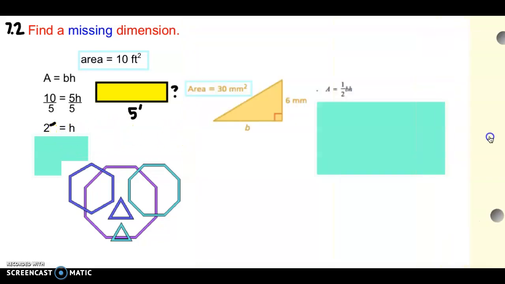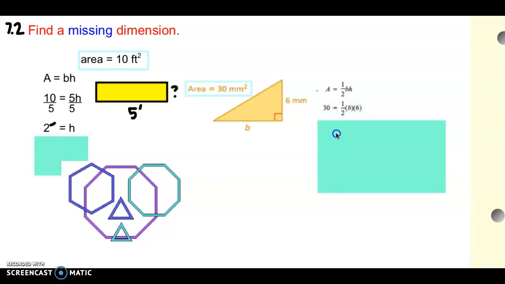Here is a triangle with a missing dimension. They tell us the area is 30 millimeters squared, and we know the height is 6 millimeters. What's the base? Start with your formula. I'm going to ask that you write your formula and actually substitute values in. That will help you as we get to more difficult problems like trapezoids, and next year when you get to even more complex shapes. So here is the formula.